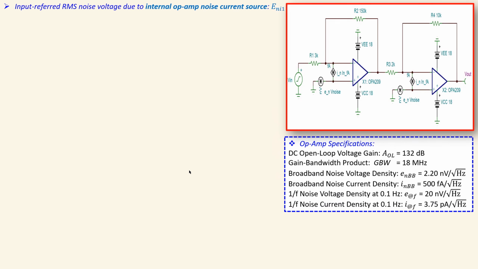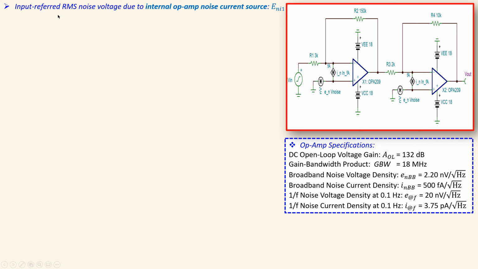Now looking at the next part, which is the input referred RMS noise voltage due to the internal op-amp noise current source, which is this one for the first stage. And again, it is calculated using the noise bandwidth and also the rest of the parameters, but in this case, since we have a current source, we need the equivalent resistance seen by this noise current source and also the noise current source of this value in RMS value.